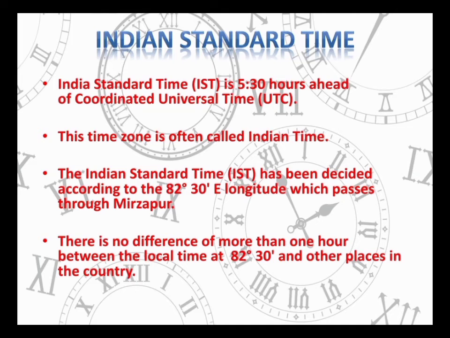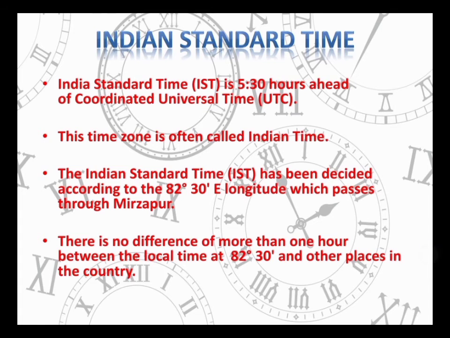There is no difference of more than 1 hour between local time at 82 degrees 30 minutes and other places in India, because India itself is a country of a total of 29 longitude lines, which is equal to 1 hour 56 minutes. So between the line in the middle and the longitude lines of other places, the difference can be 1 hour or less, but it can't be more than 1 hour.